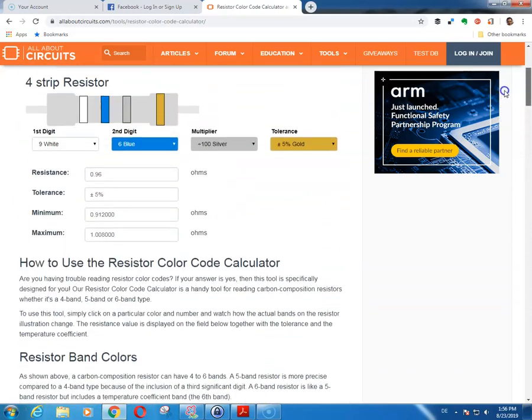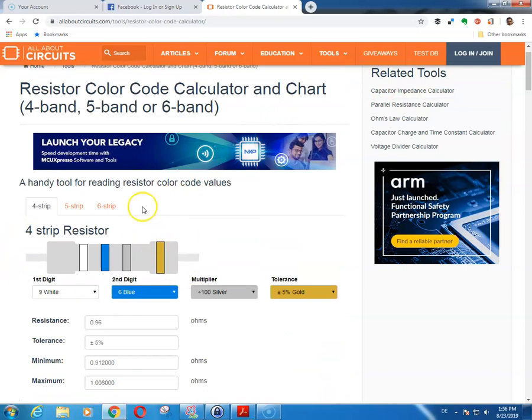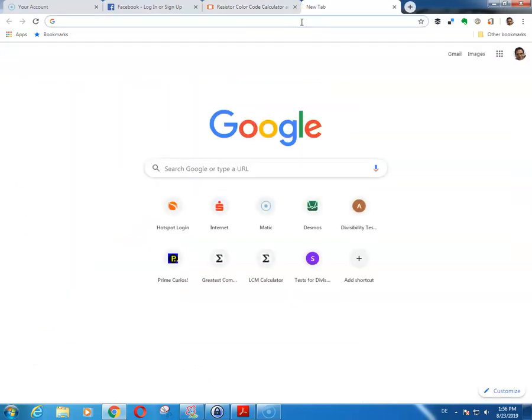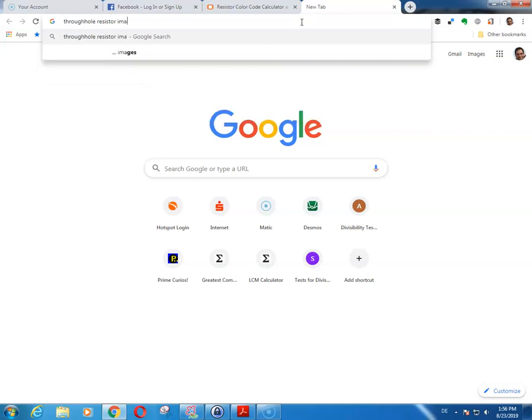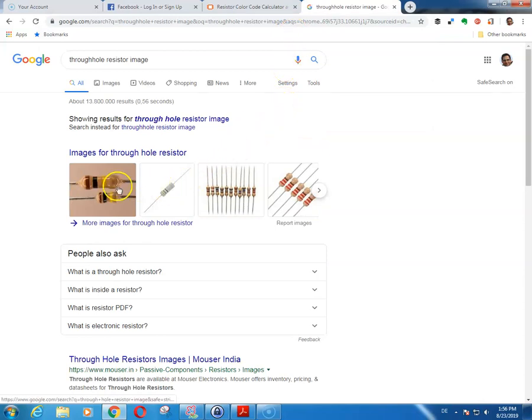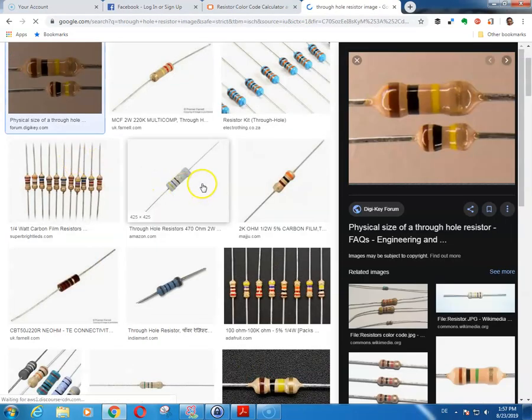So normally a resistor, which is basically called a through-hole resistor, looks something like this. These are your two leads, and there are some colors over here, normally 4 stripes or 5 stripes or 6 stripes. And these colors tell you about the value of the resistance of this resistor. If you search for an actual through-hole resistor image, see, this is a resistor.